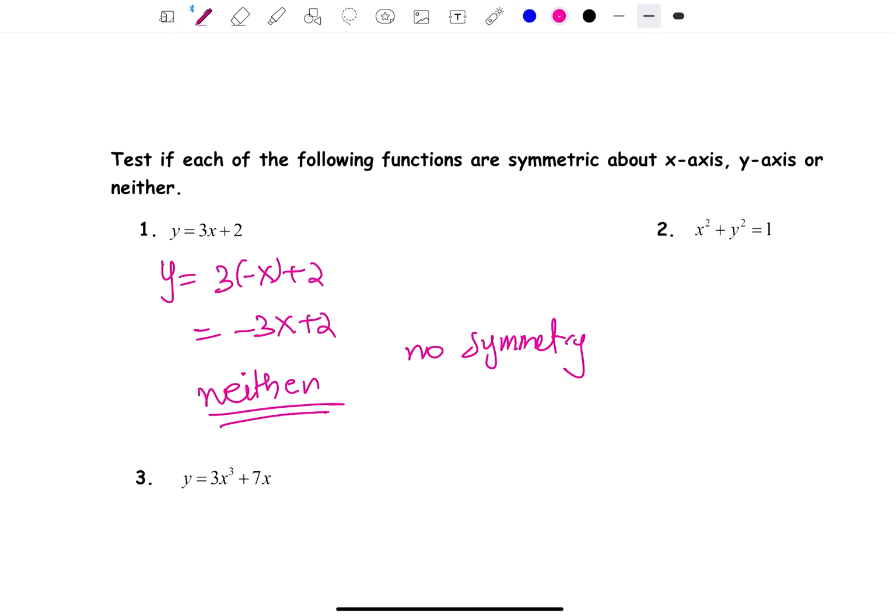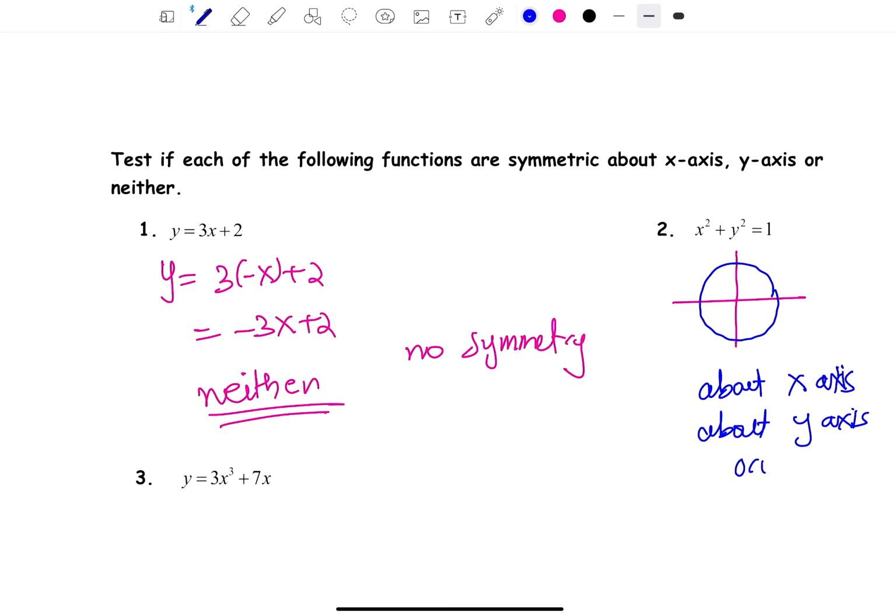Next one, we have x squared plus y squared is equal to 1. This one we do know. It's a graph of a circle, which is not a function. We know that. So it's not a function. And it does have symmetry about the x-axis, about the y-axis, and about the origin. So it has all three symmetries, but it's not a function.